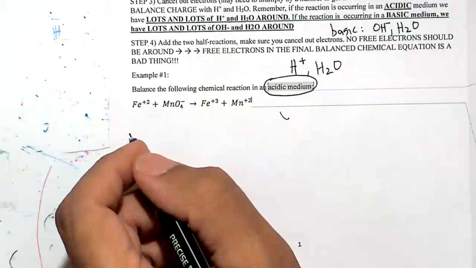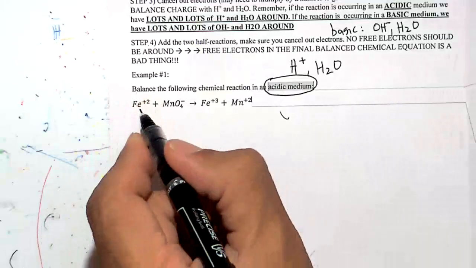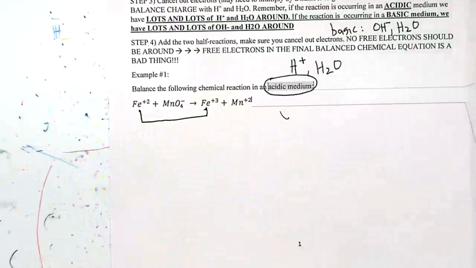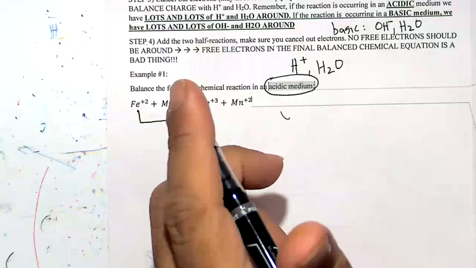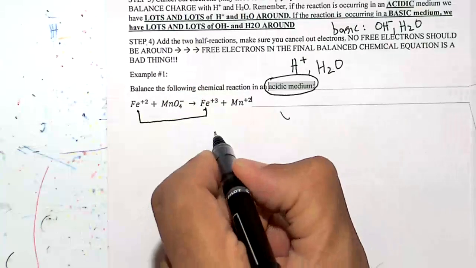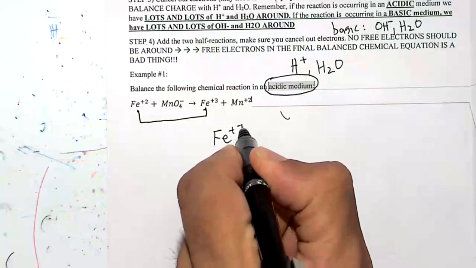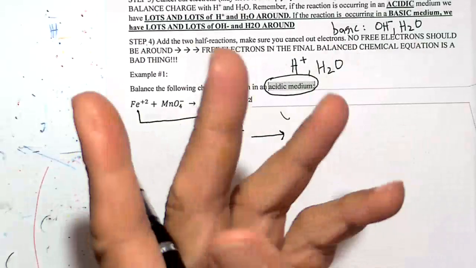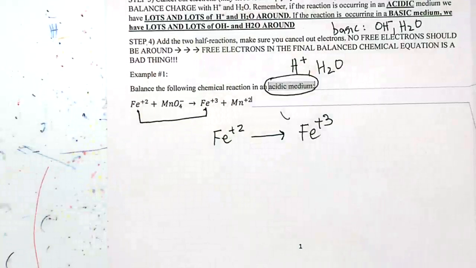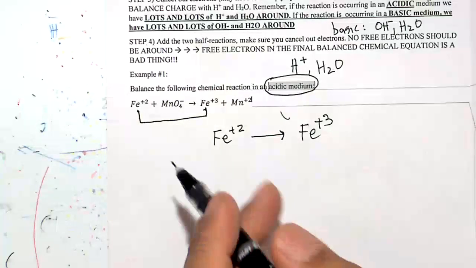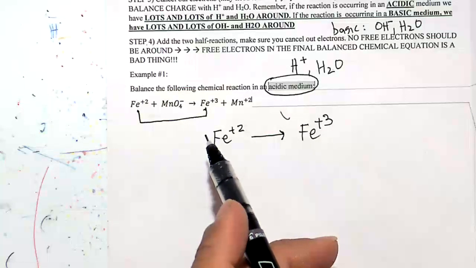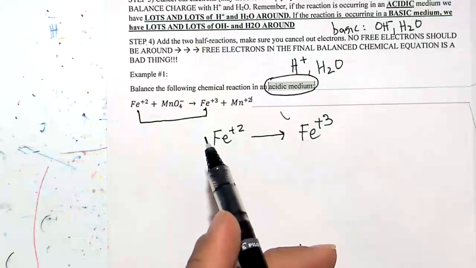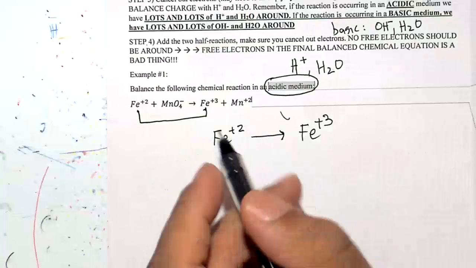All right, so we're going to split this reaction up. You see here we have iron plus 2 going to iron plus 3. Here we're going to deconvolute. What does deconvolute mean? Just break it down. We're going to break this down into oxidation and reduction half reactions.